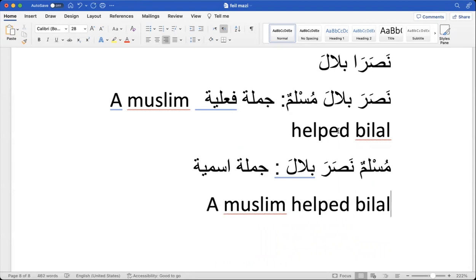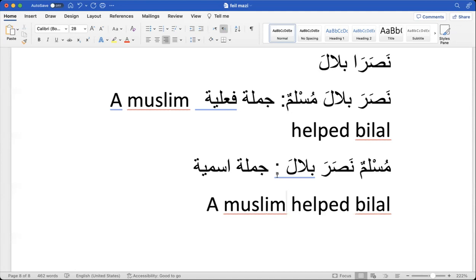Now, you see here, I said Nasara Bilal Muslimun. Muslimun is fail here. So a Muslim helped Bilal. Again, I can simply put Muslimun first and Nasara Bilala. It also means a Muslim helped Bilal. But what is the difference here? Both Jumla Failiya and Jumla Ismiya convey the same meaning. This is a common practice in Quran. Allah subhanahu wa ta'ala will make something in Jumla Ismiya as Jumla Failiya, right? So what is the difference?